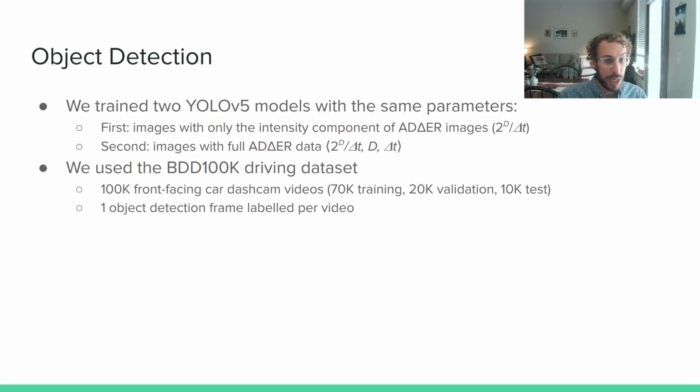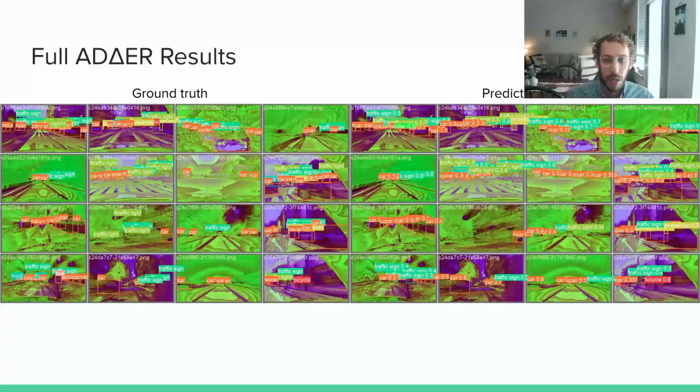We use the BDD100K driving dataset. This dataset has 100,000 front-facing car dashcam videos, with 70,000 of them for training, 20,000 for validation, and 10,000 for testing. Although there was only one object detection frame labeled per video, so we had 70,000 training frames. And this is a visualization of our results.